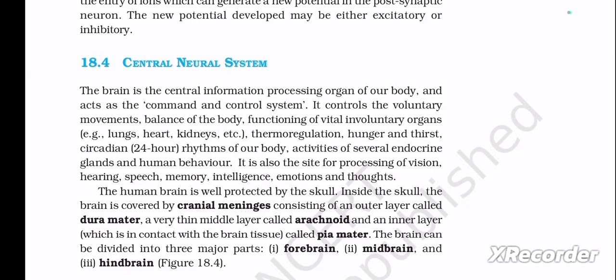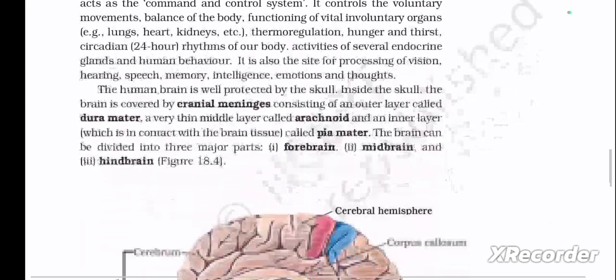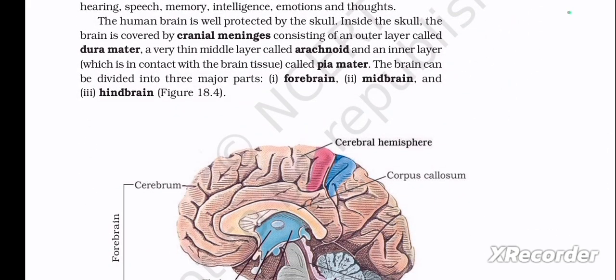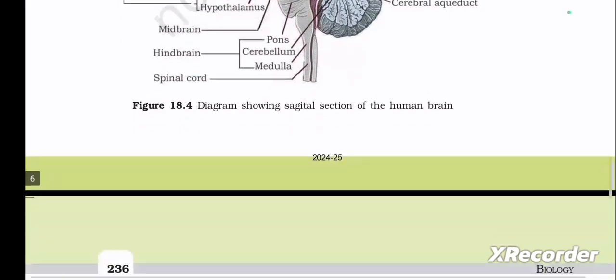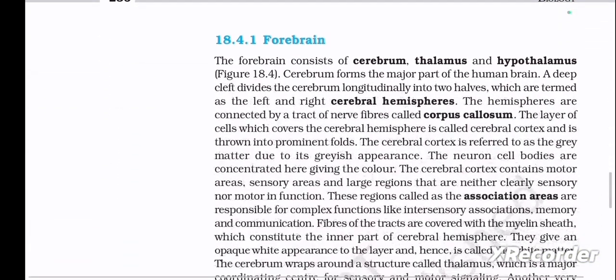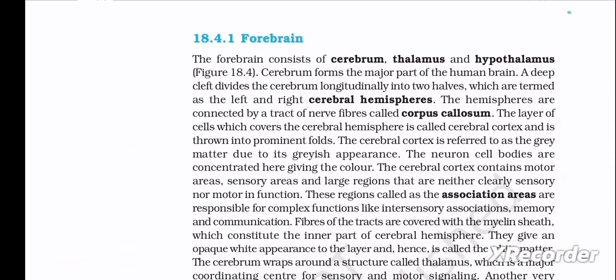The brain can be divided into three major parts: forebrain, midbrain, and hindbrain. The figure you can see in 18.4. Next is 18.4.1 forebrain. The forebrain consists of cerebrum, thalamus, and hypothalamus, figure 18.4. Cerebrum forms the major part of the human brain.